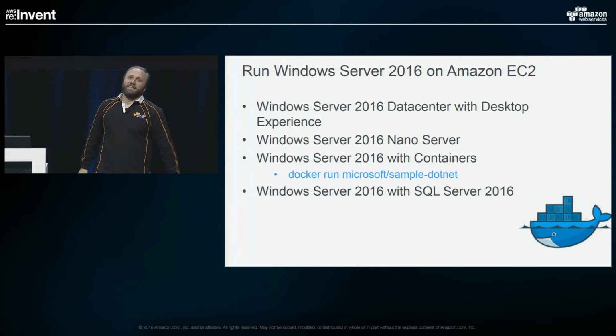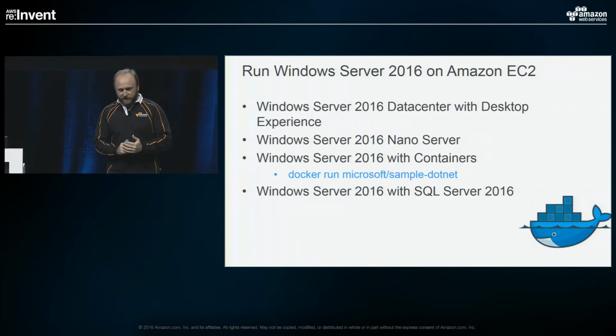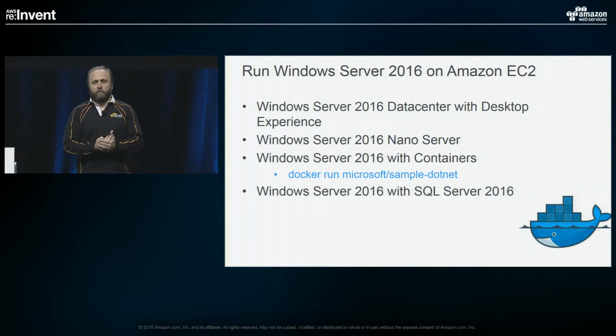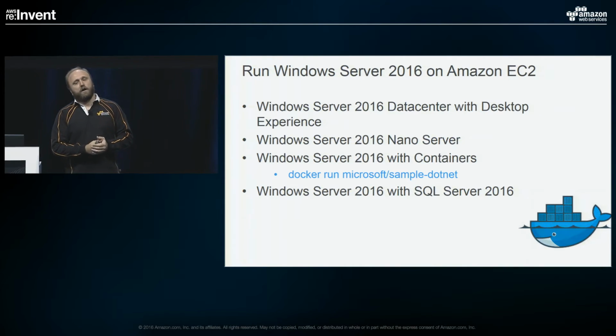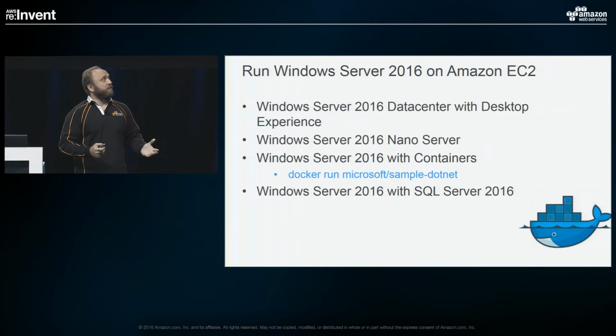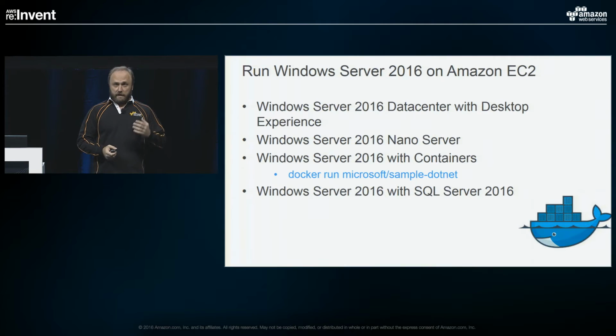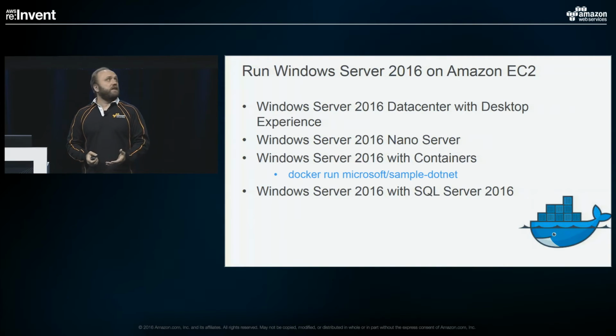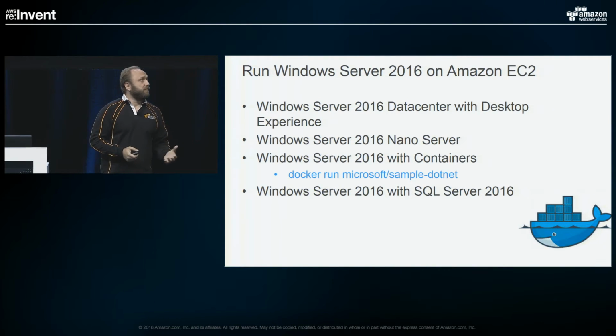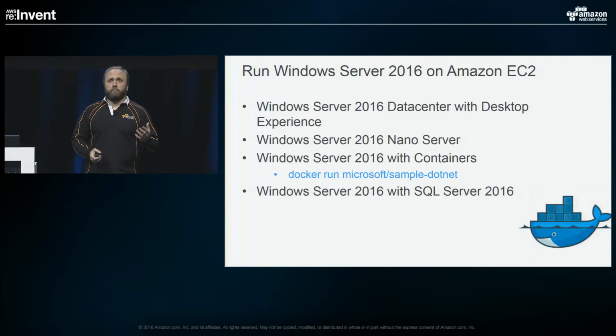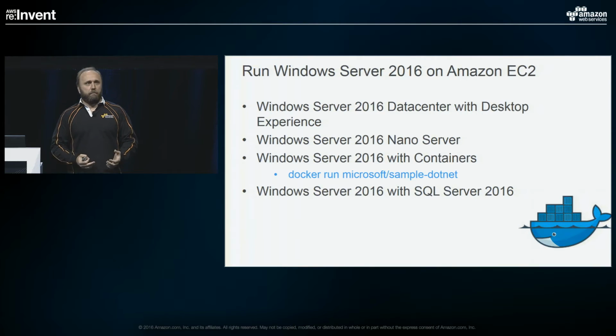And more importantly, this was a very recent announcement. Right now, you can run Windows Server 2016 on Amazon EC2. What does that mean? Besides running Windows Server 2016 Datacenter with the Desktop Experience and all the great new features that have come with it, you can also run Windows Server 2016 Nano Server. You can migrate all of your applications to Nano Server, and there are several articles on how to do that, which we can share through our blog post.